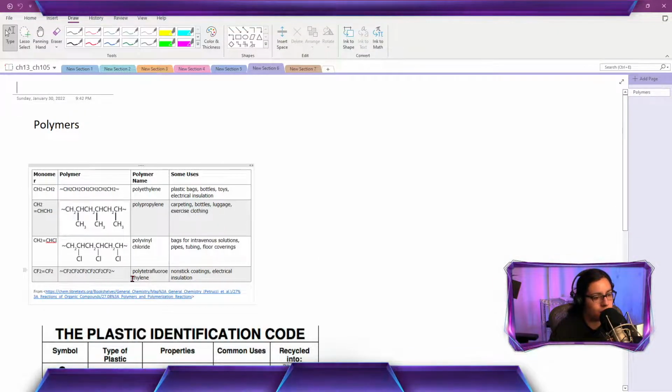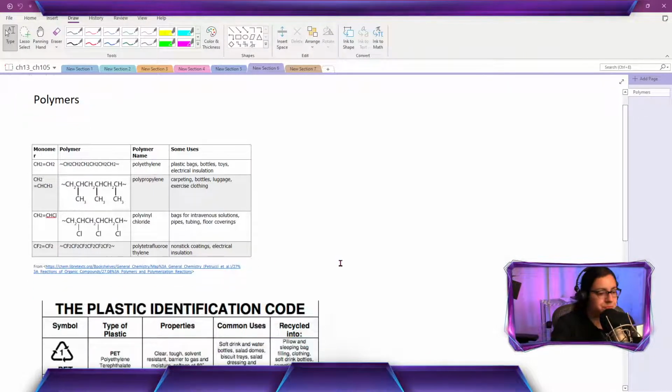And then we also have polytetrafluoroethylene, so PTFE, which is used in nonstick coatings, but personally, I'm not a fan. I don't think that these chemicals are quite stable to high heat, so personally, I don't buy anything with nonstick coatings.